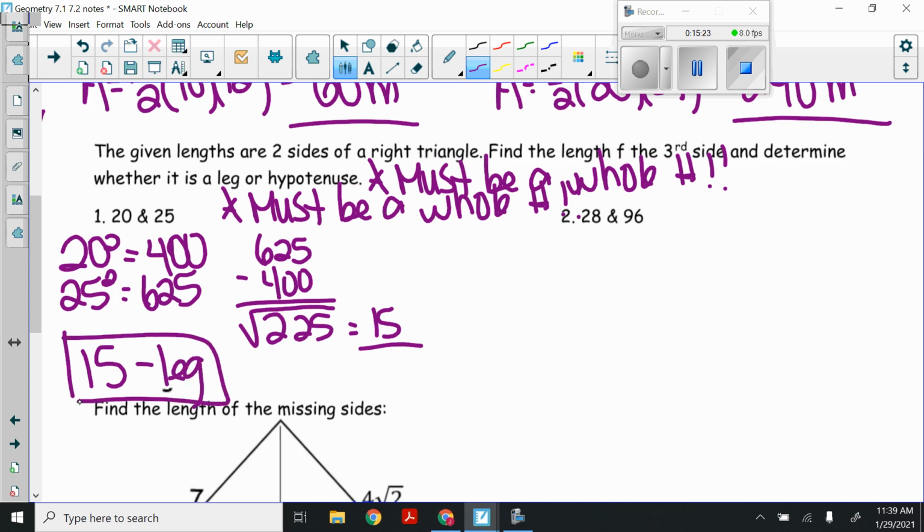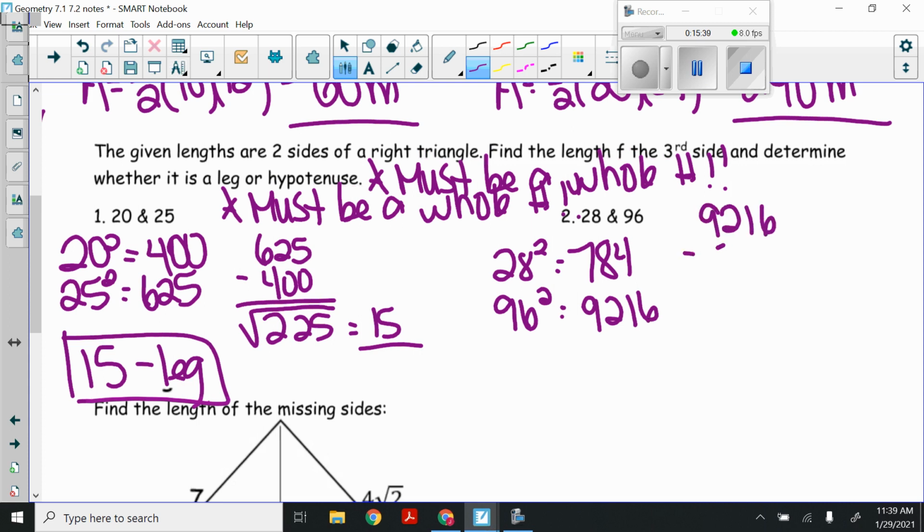So let's try that again. 28 and 96, so do 28 squared. So 28 squared gets us 784. 96 squared gets us 9,216. So let's subtract those. 9,216 minus 784. That gets us 8,432. Take the square root of that.